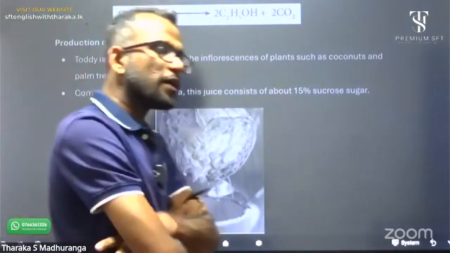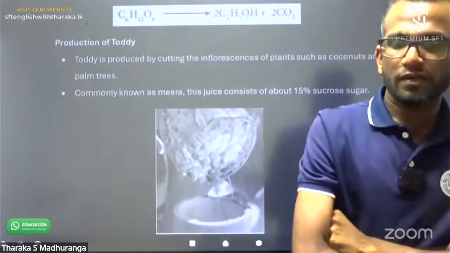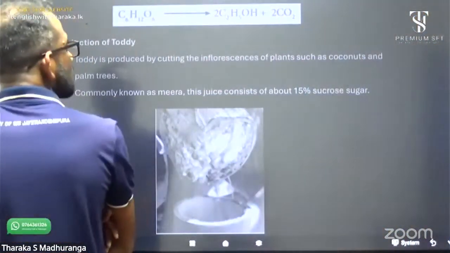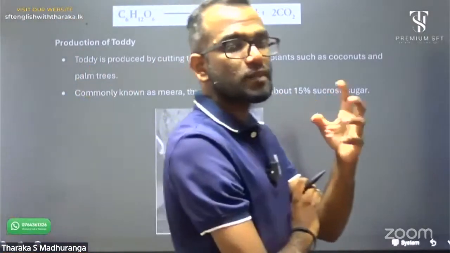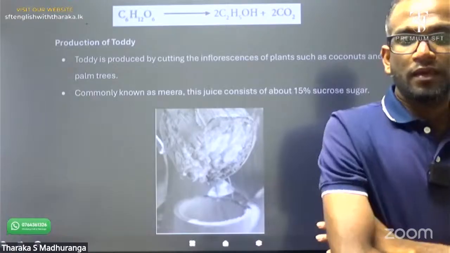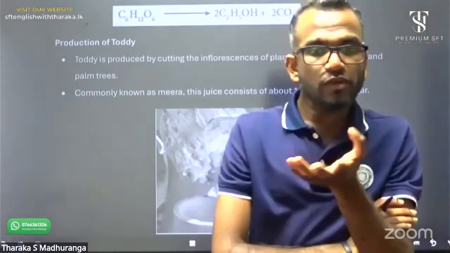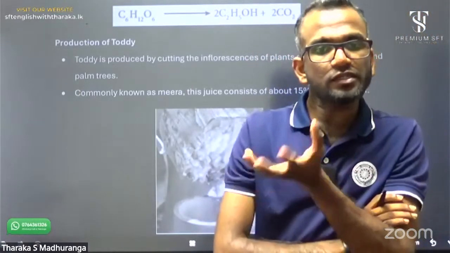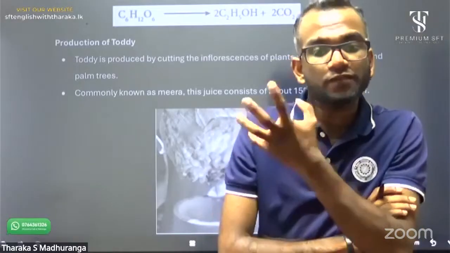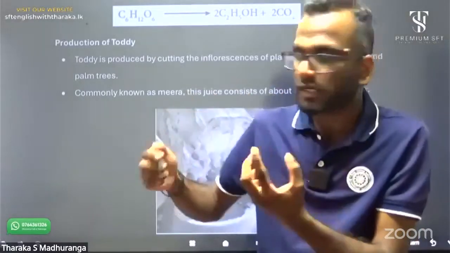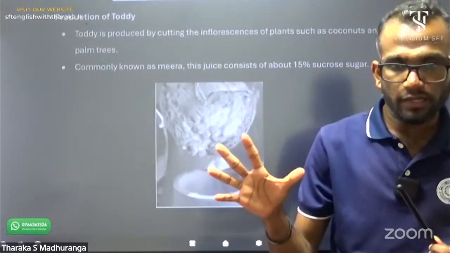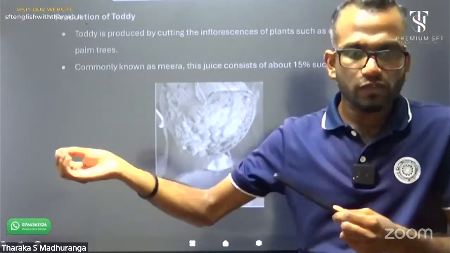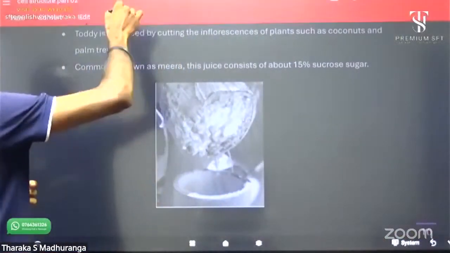The main raw material is the sucrose solution extracted from the inflorescence of the kitul coconut. This type of flower inflorescence yields a sucrose solution, and this solution is the main raw material. Sometimes, if not, we can use sugar solution also. Okay.